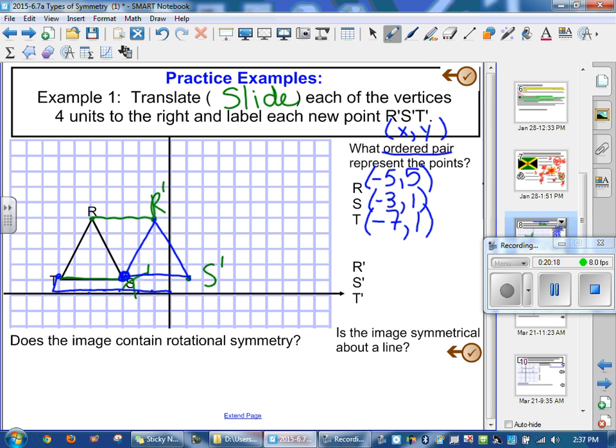I don't know if I did it right. Okay, there we go. Negative 5, 5. So now we've got the actual locations on the map for that point. Now we want to say, what are the new locations of our new points?